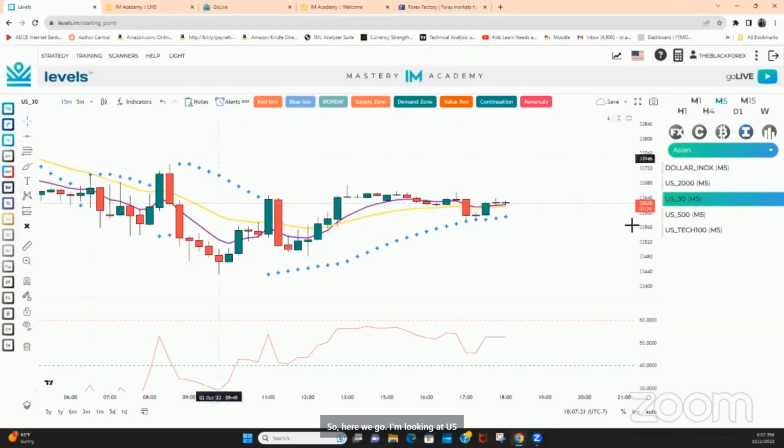So here we go. I'm looking at US 30. Again, I have M5 here and I have 15 minutes on the left.